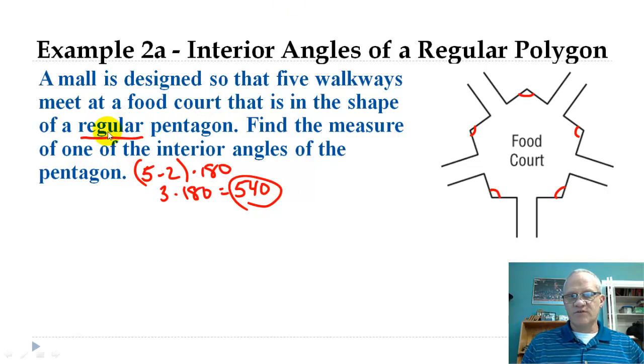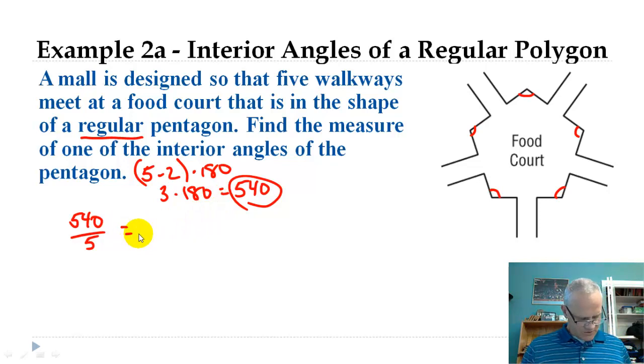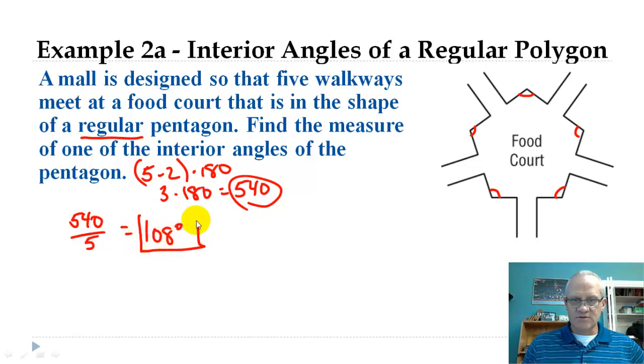And what did I just say? That if it's a regular pentagon, they all have to equal each other. So if we know there's 540 degrees total and they all have to be the same, what can I do? All I have to do is take 540 and divide it by 5. Okay, since they all have to be equal, just divide that by 5. And so that comes out to be 108 degrees. So in other words, each one of these angles is 108 degrees. And so if you took 108, 108, 108, 108, 108, altogether they'd equal 540.